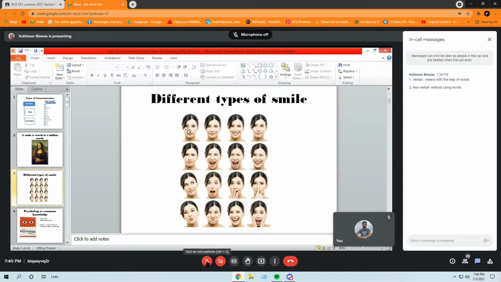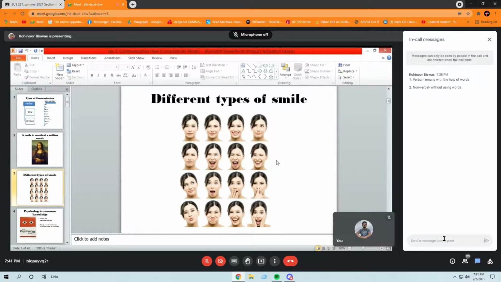Formal ma'am. It looks formal. Okay. Now, what about this one? Is it natural or formal? Natural ma'am. Like natural, right? So now you know there are different types of smile we see in these 16 types of smile of the same person, and different smiles have different messages. Is it not?